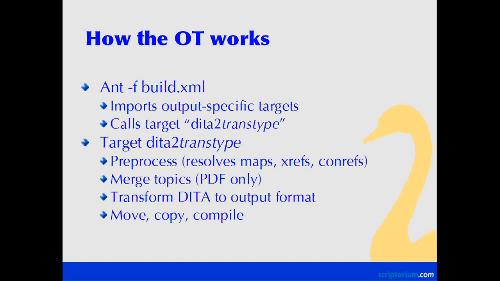And, of course, if you're doing something like PDF or HTML help, then the Open Toolkit runs the compiler to generate your final output. So at this stage, this is where the FO processor, where FOP or Antenna House or RenderX XEP, or if you're going to CHM file, the Microsoft HTML help compiler gets run at this stage.